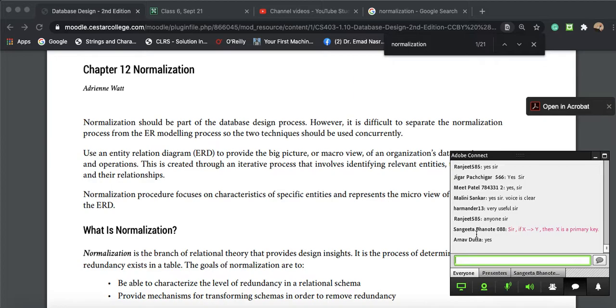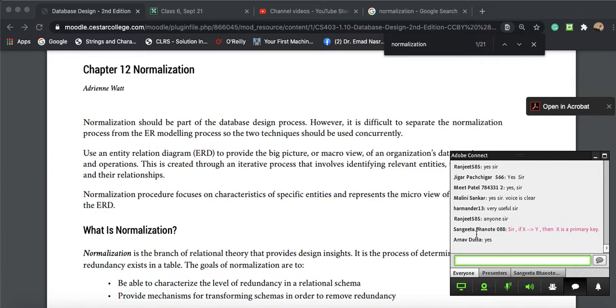If x to y, then x is primary? No. If x to y, then the value of y depends on the value of x. There's nothing that says x is a primary key.